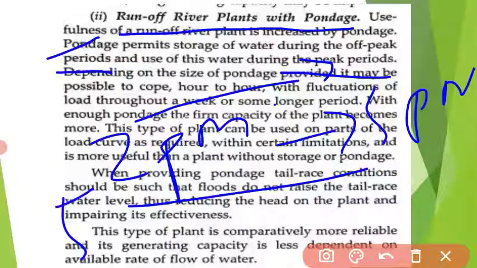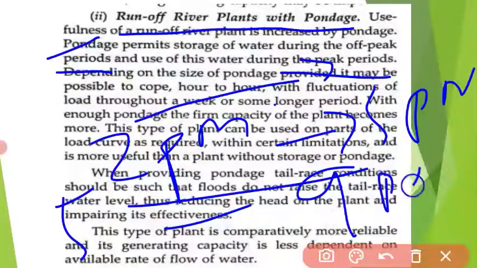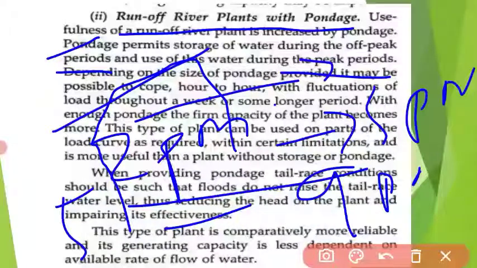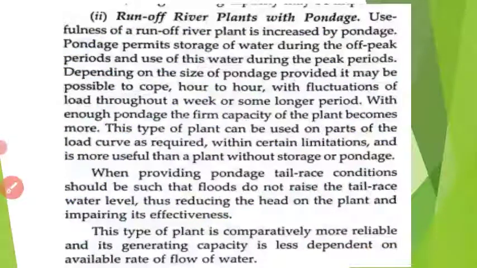After 5 o'clock to around 9 p.m. there will be a large peak. At that time this pondage type of power plant will be interconnected to meet the load. Depending on the size of the pondage provided, it may be possible to cope up hour to hour. Depending upon the storage of water in the pondage, we can cope up with our requirement, wherever in the load curve we want to utilize it.